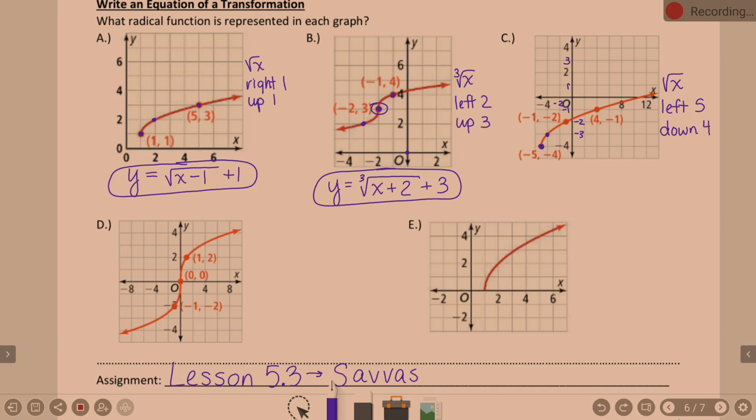Am I making sense at all? Sure. We don't like this one as much, do we? Okay. But if you think about what these ordered pairs are, it would work out. Okay? So, y equals, we said it was square root of x, and then what? Left 5 is plus 5, down 4 is -4 outside of the radical. Okay. 2 more.